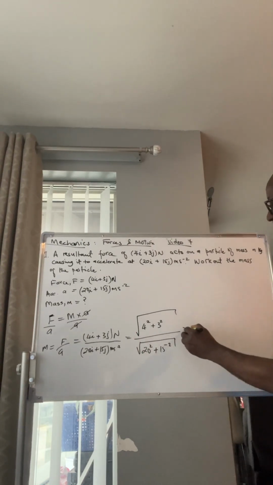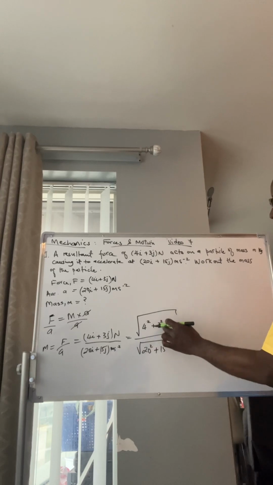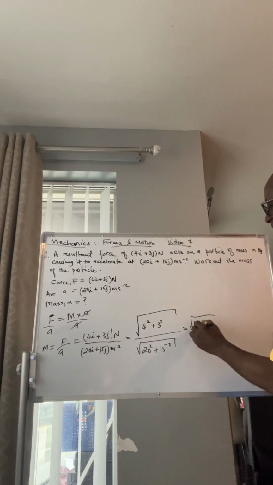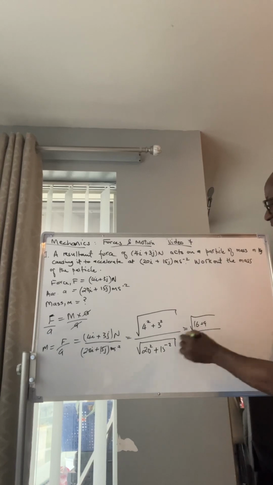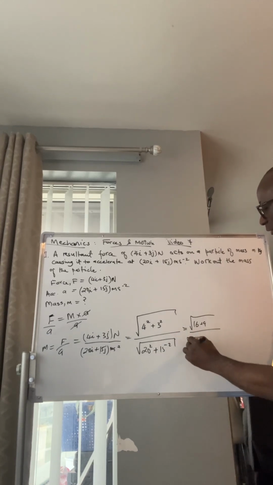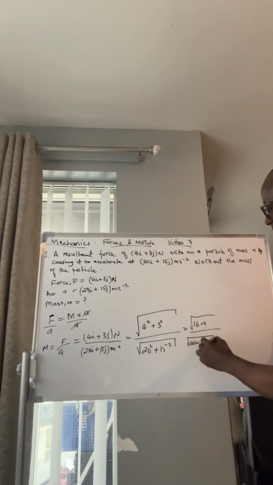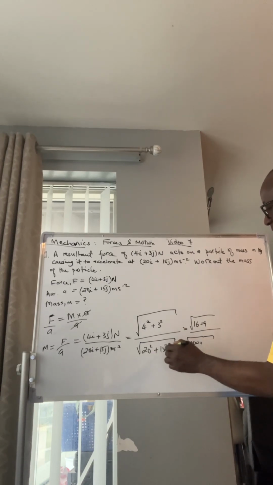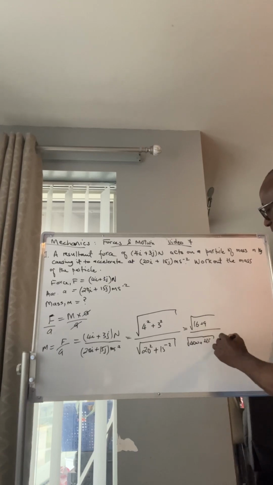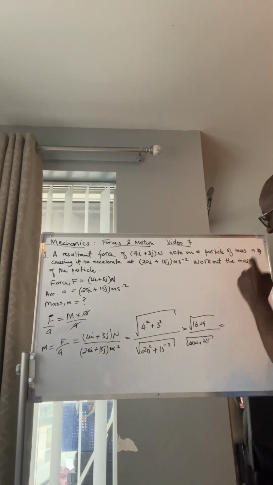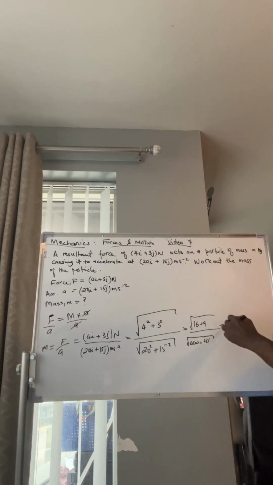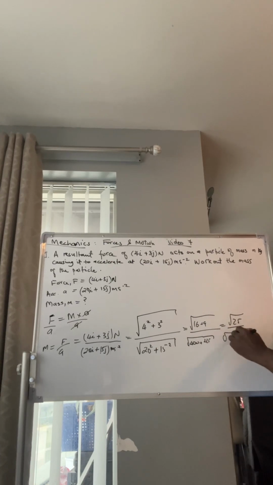So 4 squared is 16 plus 3 squared is 9, so this is the square root of 16 plus 9, all over the square root of 400 plus 225. 15 squared is 225. So the square root of 16 plus 9 is the square root of 25, which is 5, all over the square root of 625. And square root of 625 is 25.